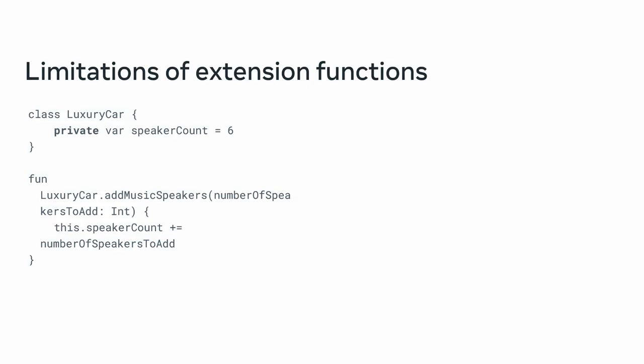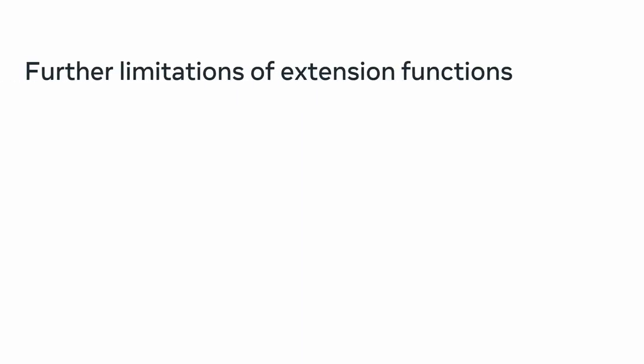So let's say in the previous example, we add the private visibility modifier to the variable speakerCount and try to run it again. It will result in an error showing that speakerCount is private in LuxuryCar. Another limitation of extension functions is that they are resolved statically. Let's look at what that means.